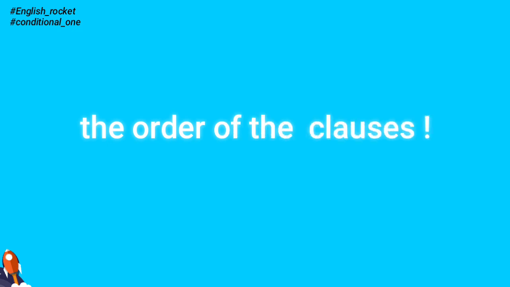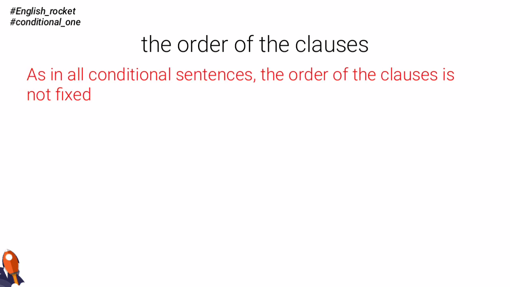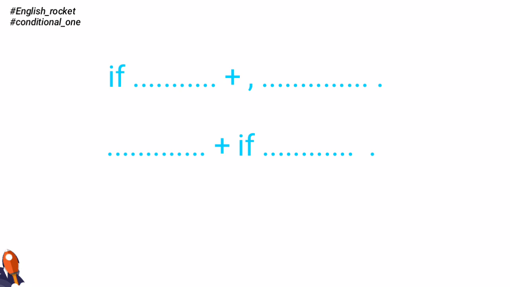The order of clauses. As in all conditional sentences, the order of the clauses is not fixed. What does that clauses mean? It means the two parts that I have already mentioned. We have the first part, which is the conditional, and the second part, which is the result. Therefore, our sentence can start by the result, then the conditional, or by the conditional, then the result.